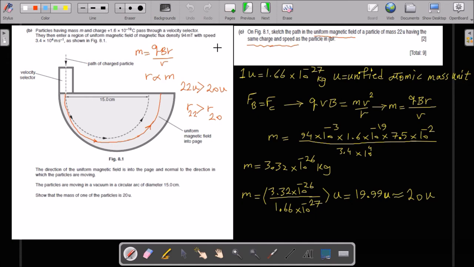particle of mass 22 U, having the same charge and speed. First of all, it is said that the charge and speed are the same, and the magnetic field is uniform. So magnetic field, charge and speed are the same. Based on this formula, R is directly proportional to mass. So, larger mass means larger radius. That's why you should draw a larger radius. Little by little, you can see that this curve will go away from the previous curve, so you can show it clearly. 22 U is more than 20 U, that's why R for 22 U is more than R for 20 U.